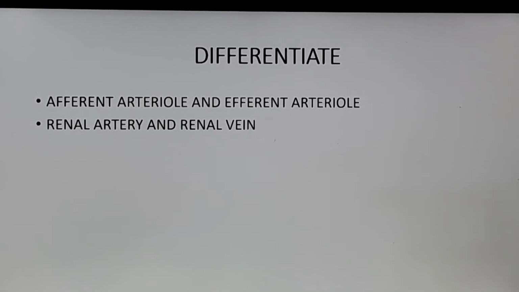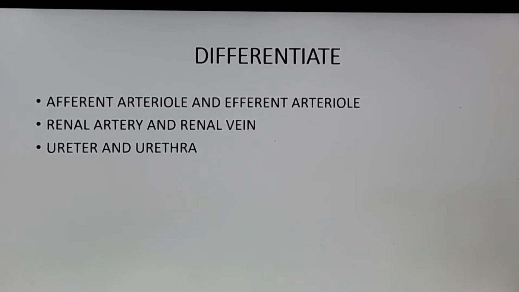And renal artery, remember, it contains all the nitrogenous waste that is carried from different parts of the body, but the blood is oxygenated. Whereas the renal vein carries blood with very little or very least amount of nitrogenous waste, but it is deoxygenated. Okay, deoxygenated.